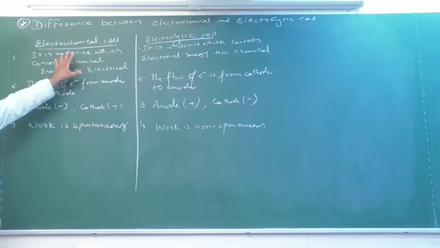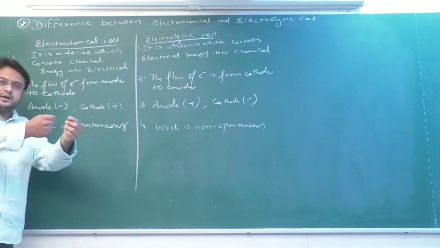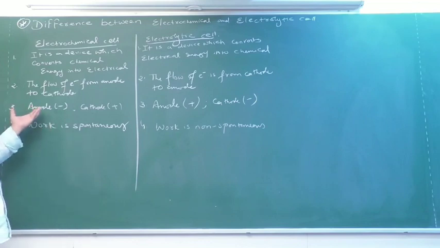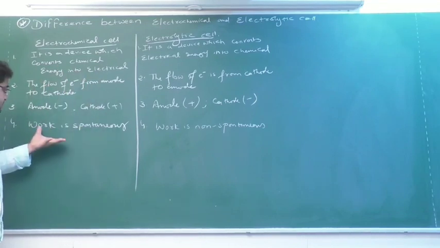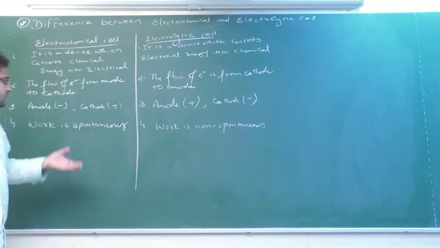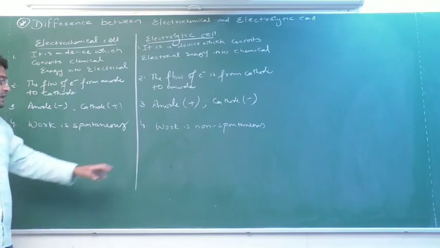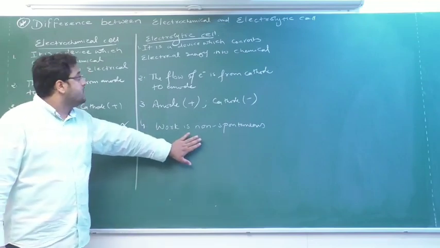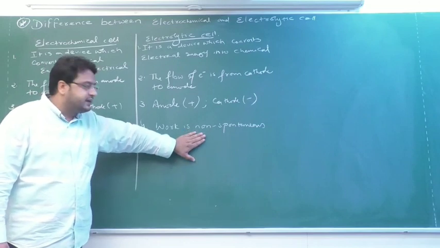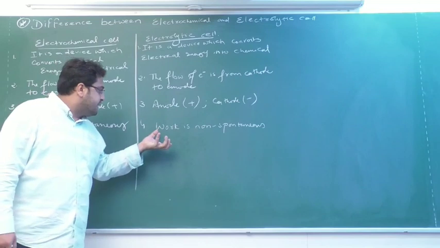Whereas in the electrochemical cell, as soon as I take one anode and one cathode and connect the circuit, the flow of electrons starts from anode to cathode. So this is spontaneous, meaning it starts working on its own. But here it is not the same pattern. I have to supply the electric current, and only then will the electrolytic cell start. That's why the work is non-spontaneous.